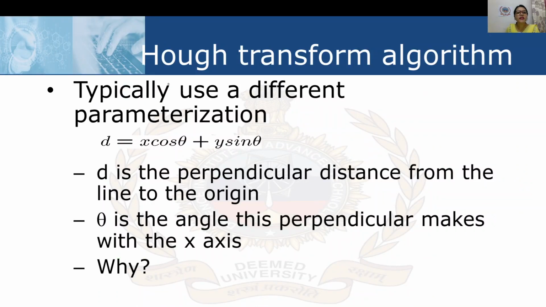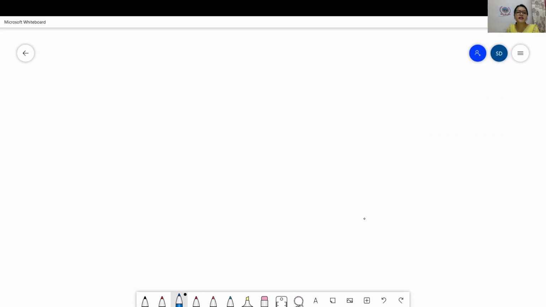So that's why we need to use this form, where rho, or here it is represented by d, is the perpendicular distance from the line to the origin, and theta is the angle which this perpendicular makes with the x-axis. So we will see in a proper diagram how it works.